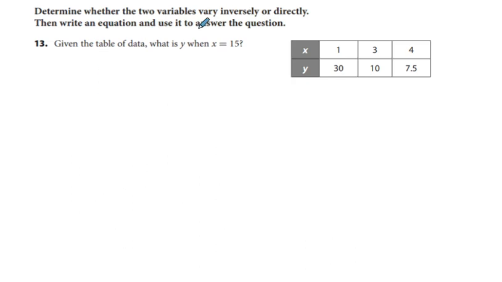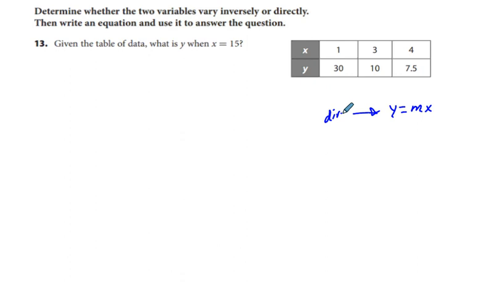And in this next set of problems, we're going to look at a bunch of tables. And as the instruction says, determine whether two variables vary inversely or directly. Now, we've talked about an inverse variation. But a direct variation is going to be of this type, where we have y equals m, or m for a slope, x. So this would be an example of a direct variation.